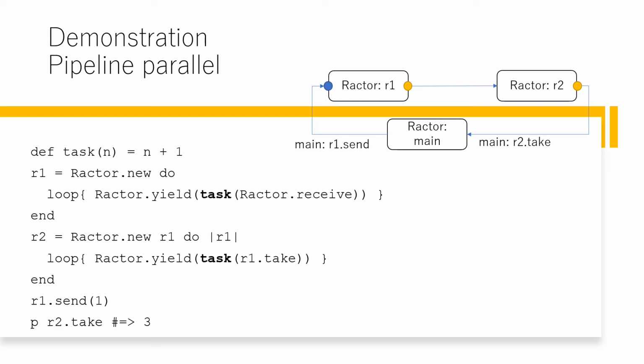This program creates two Ractors, R1 and R2. Each Ractor runs a task which increments the given number, and they run in parallel. In this case, the main Ractor sends a parameter 1 to R1, R1 and R2 increment it, and the main Ractor can take the result number 3.